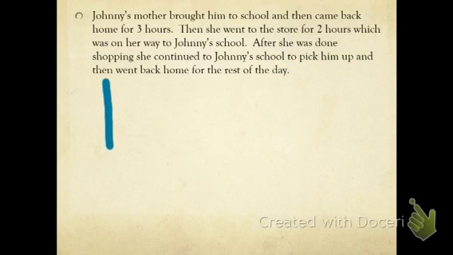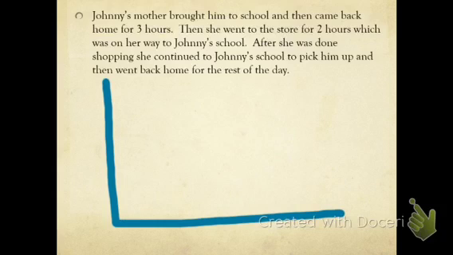So let's start. We're going to make a graph. First, Johnny's mother brought him to school, so she's bringing him to school. And then she came back home. She came all the way back home. They started at home, they went to school, and they came back home. Then it says she stayed home for 3 hours.